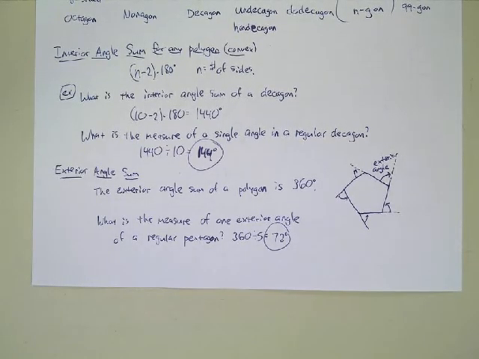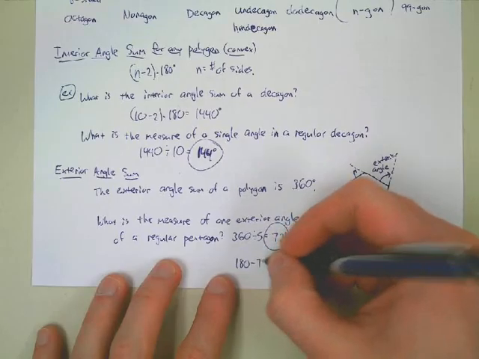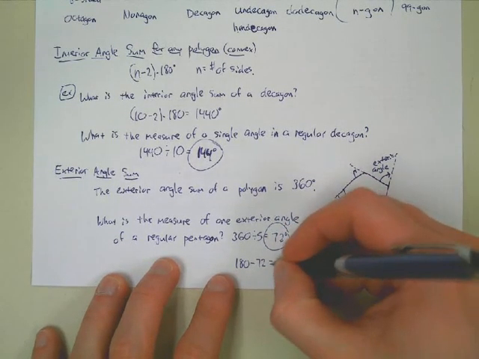And then how can we easily find the measure of one of the interior angles? At this point, what could we do? We have an exterior angle of 72 degrees. How do we easily find the interior angle? Just do 180 take away 72, because the interior and exterior are supplementary, right? If this is the interior and that's an exterior, they're supplementary. So just do 180 minus 72, and we get 108 degrees for the interior angle of a regular pentagon.